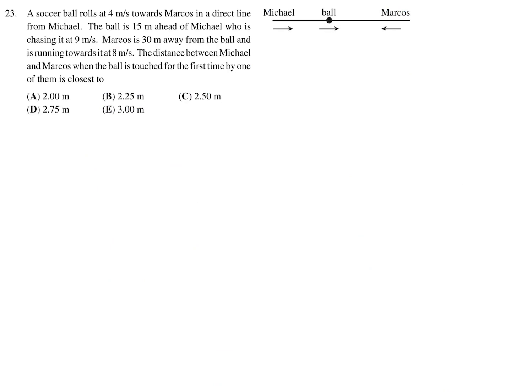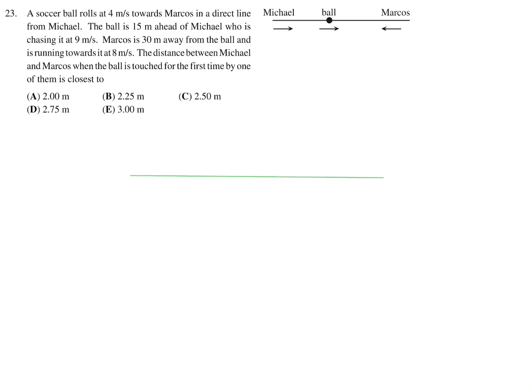A soccer ball rolls at 4 meters per second toward Marcos in a direct line from Michael. The ball is 15 meters ahead of Michael, who is chasing it at 9 meters per second. Marcos is 30 meters away from the ball and is running toward it at 8 meters per second. The distance between Michael and Marcos when the ball is touched for the first time by one of them is closest to... Oh, they don't tell you who it is, so we have to figure out who it is.